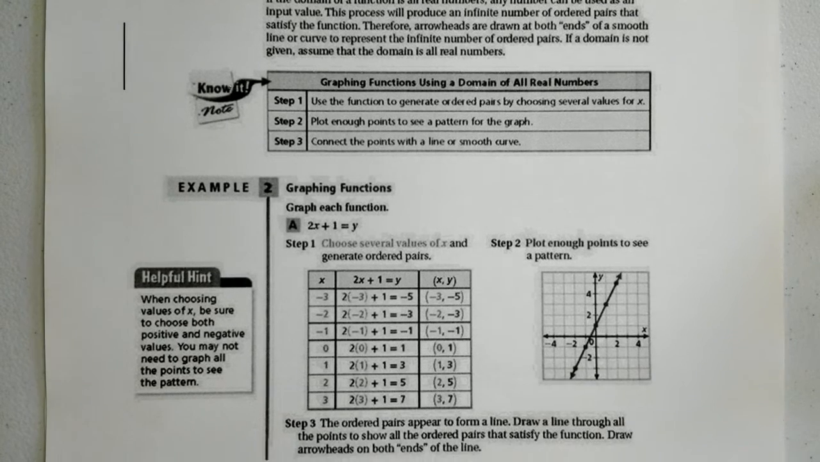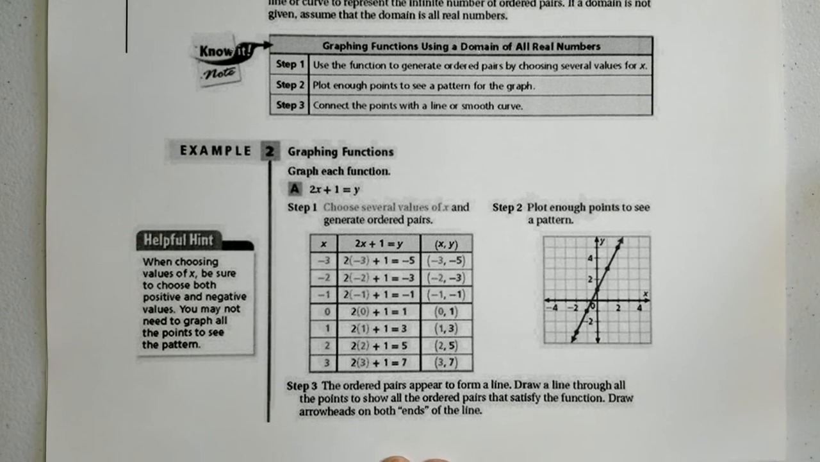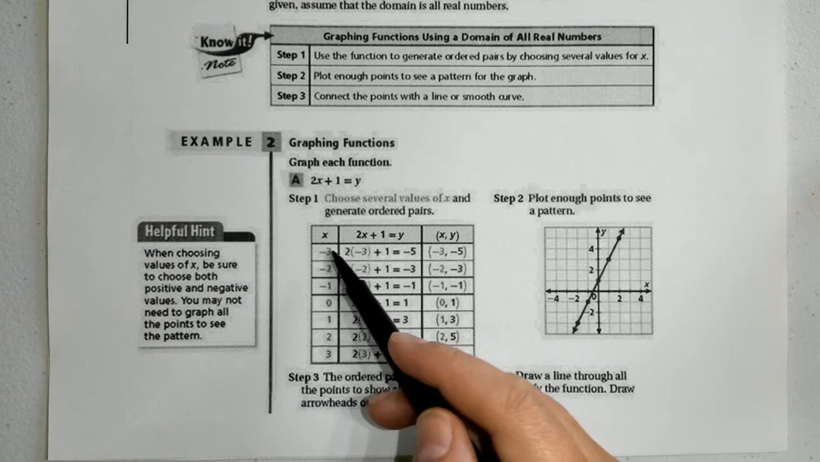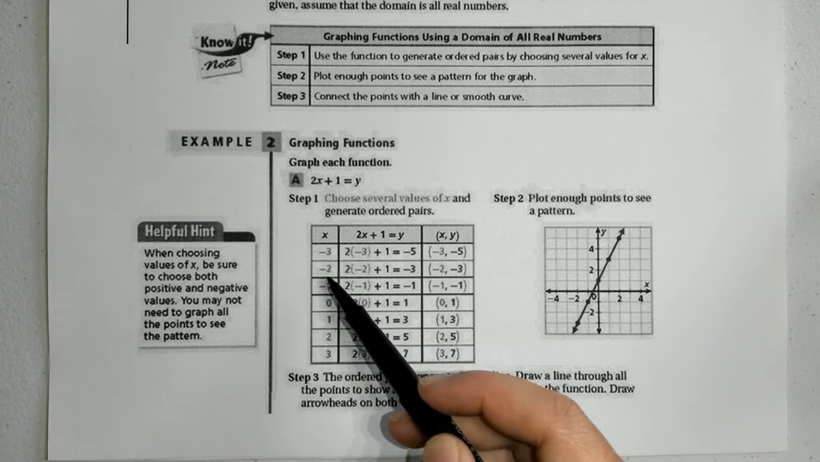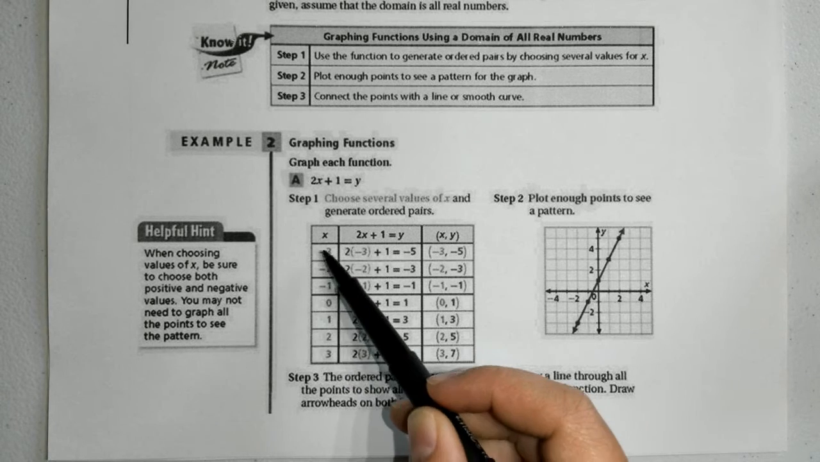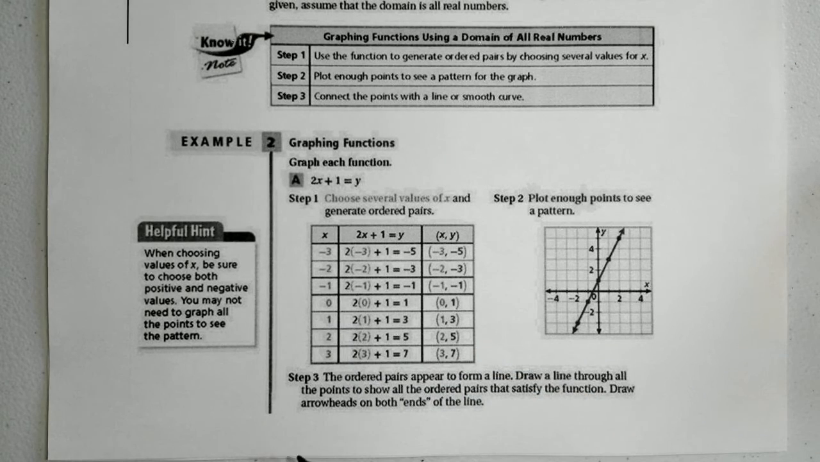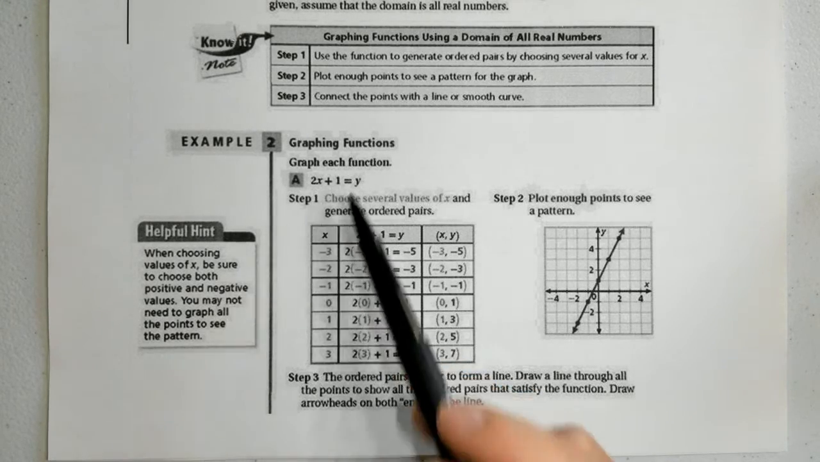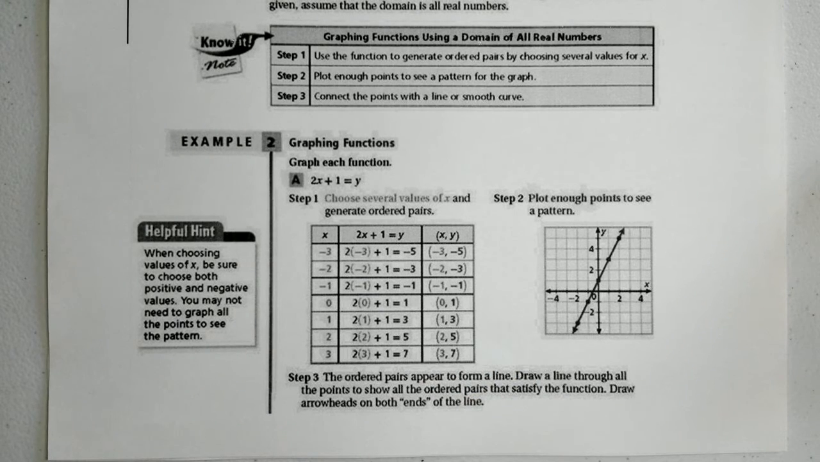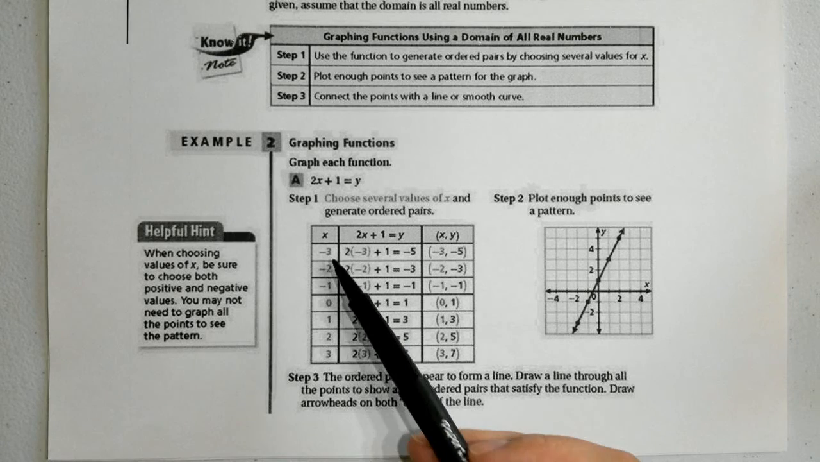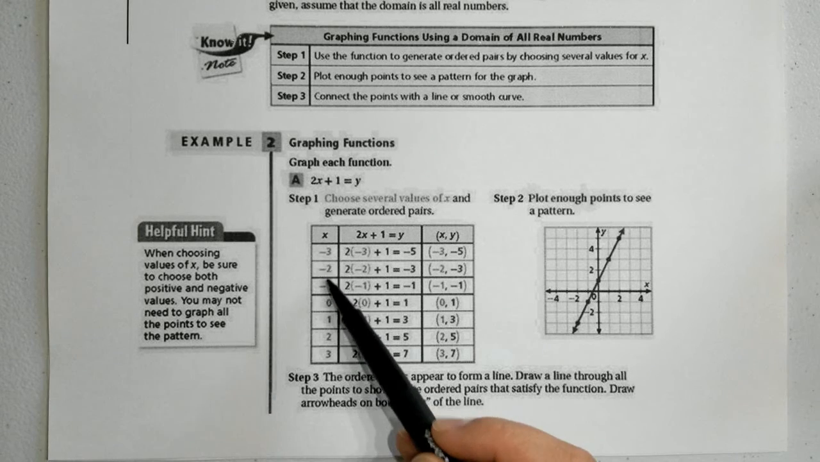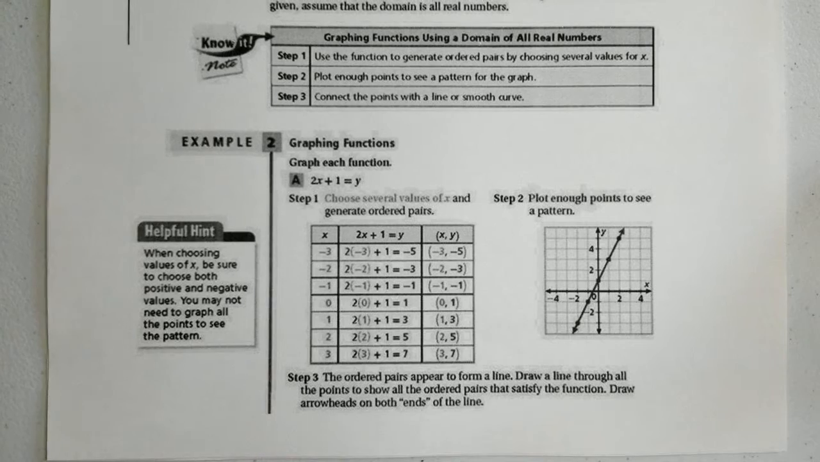Okay, so here, part A, it says graph each function. We have 2x plus 1 equals y. So here are some x values that were chosen, negative 3, negative 2, negative 1, 0, 1, 2, and 3. So it's always easiest to pick whole numbers, no fractions or decimals unless your function involves some fractions and decimals that you could easily pair with another fraction or decimal to get rid of it. So here we have negative numbers, 0, and positive numbers. So like I said before, it's good to pick some negatives, zeros, and positives.